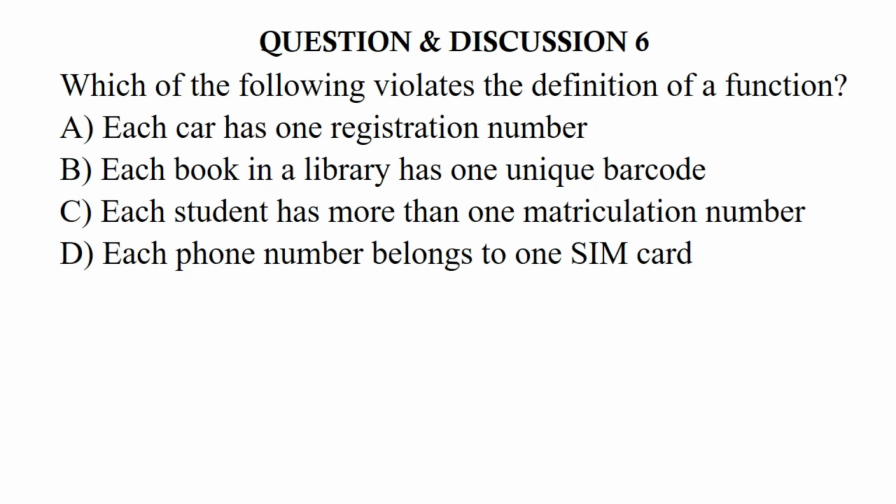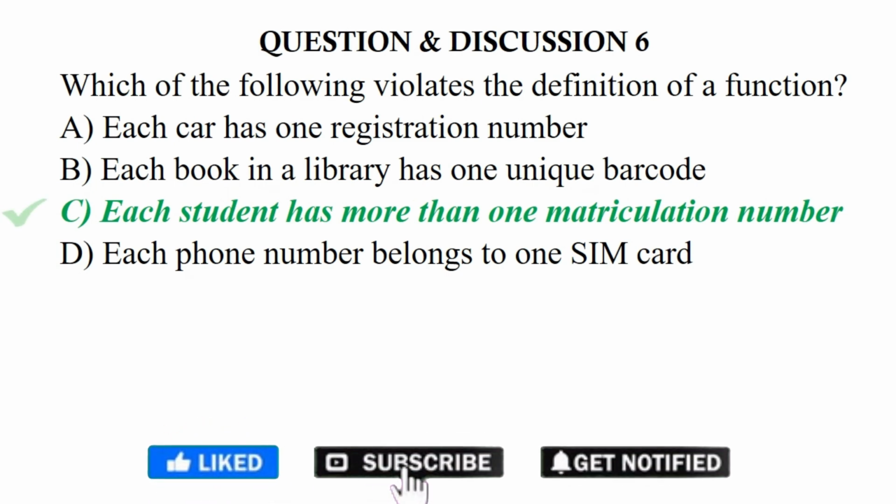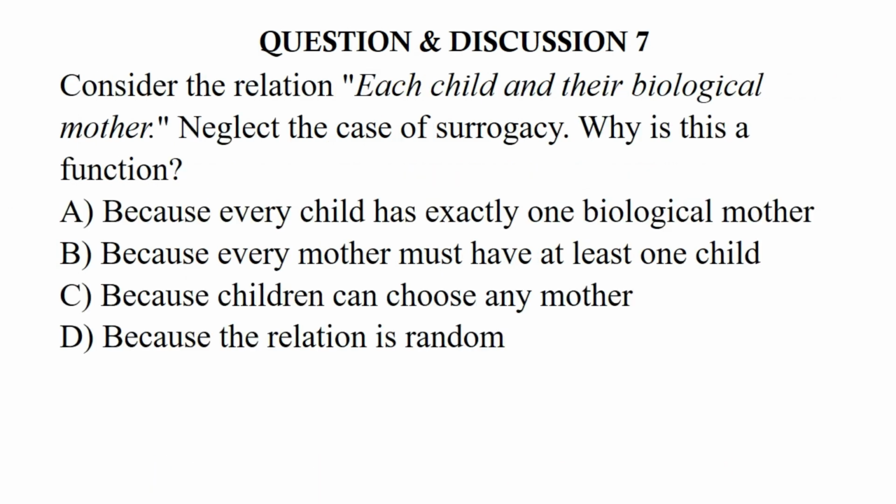Similarly, each book having a unique barcode works since one book maps to one code. A phone number linked to one SIM card also satisfies the rule. However, when one student has more than one matriculation number, a single input connects to multiple outputs, breaking the function rule. The relation each child and their biological mother describes a mapping from children to mothers.